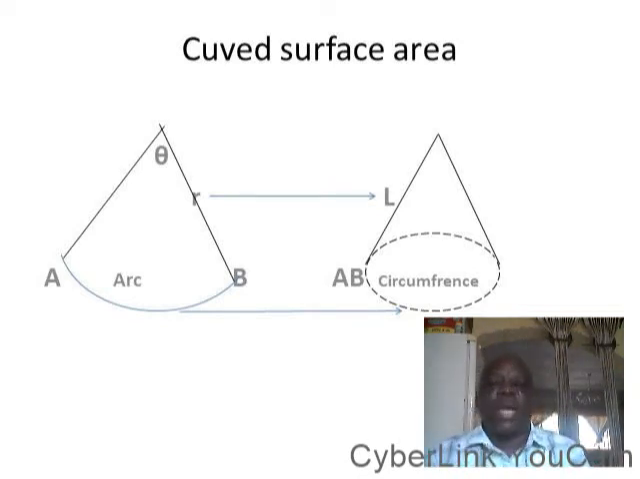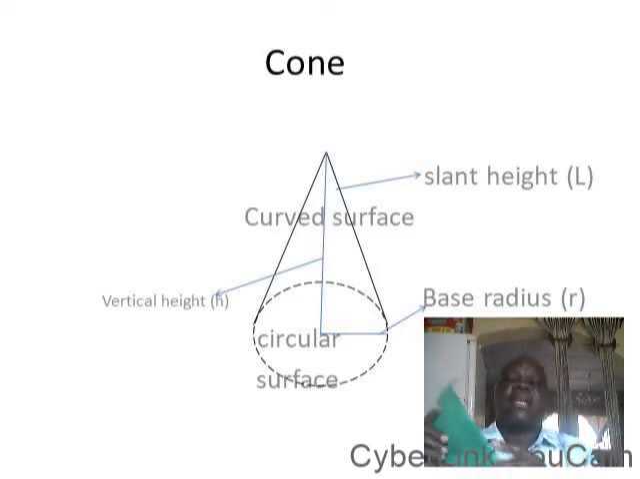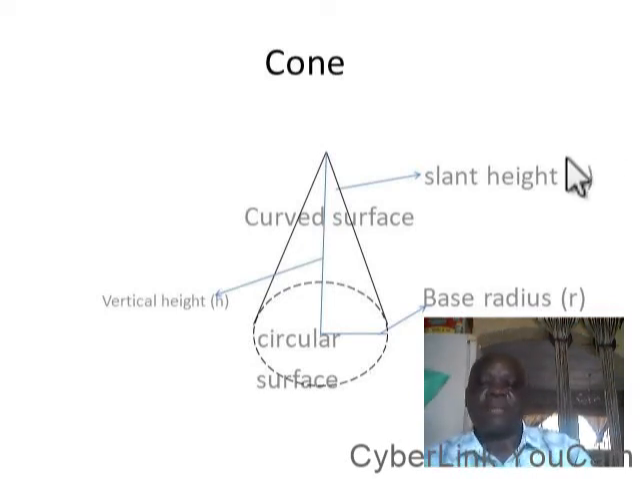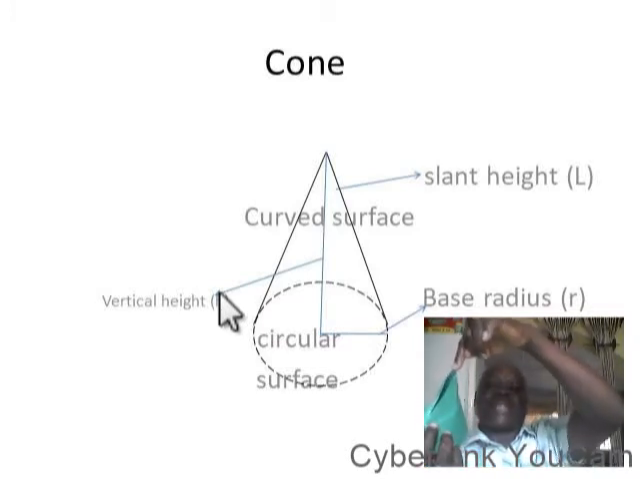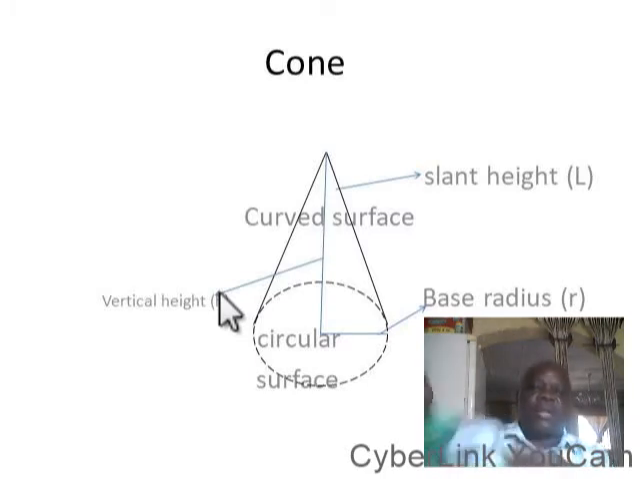Looking at this cone, for instance, when it is a circle, here is called the radius. But when you curve it to become a cone, you discover that this same radius has become the slant height. That's what we call the slanting height. Then this is the circular base, the circular surface, and here you have the vertical height. That is the height from the vertex to the base. It's called the vertical height. Then we have the radius of the circular surface.